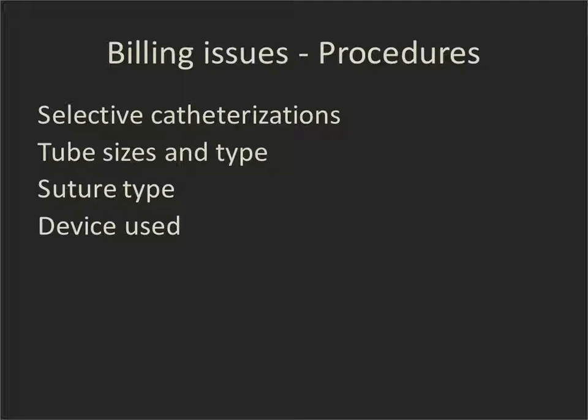So in interventional radiology, we're going to charge differently if we catheterize selective vessels. So the more subselective you are, that's a different billable code, as opposed to just, say, doing an aortic angiogram. You need to be specific about any tubes and lines, sizes and catheters that you used, the types of sutures you used, any other devices that are used within the procedure.